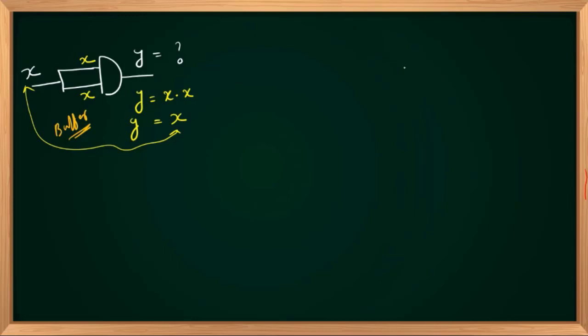So look at the OR gate. What happens in the case of the OR gate? Here also both inputs are connected together, let us say X and X. Y will be the OR operation between the two inputs. Both inputs are X, so X OR X is the same as X itself.